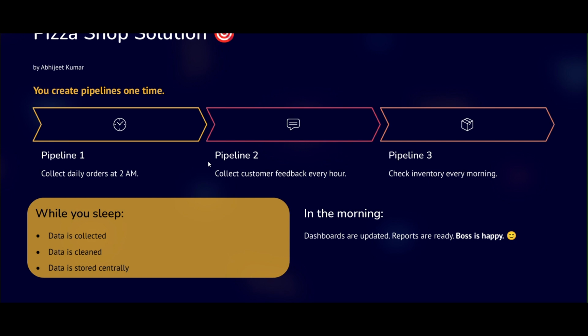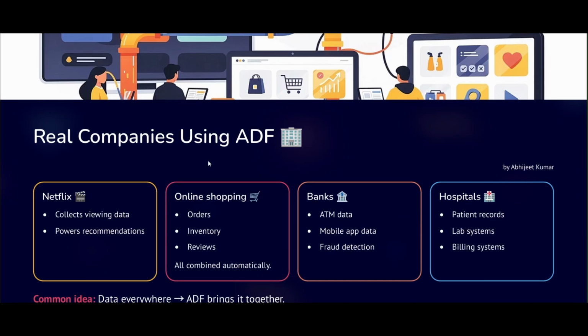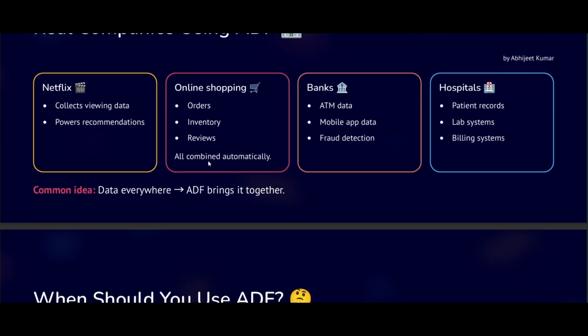Let's go back to our pizza shop example. Instead of manual work, you create ADF pipelines once. Pipeline 1 collects daily orders at 2 a.m. Pipeline 2 collects customer feedback every hour. Pipeline 3 checks inventory every morning. While you sleep, data is collected, data is cleaned and data is stored in one central place. And in the morning, your dashboards are updated, reports are ready, and your boss is happy. That's the real power of automation.